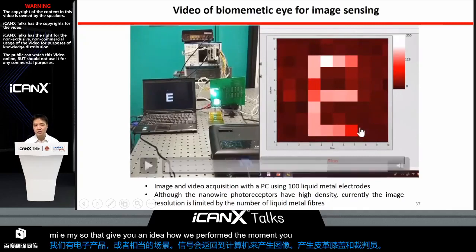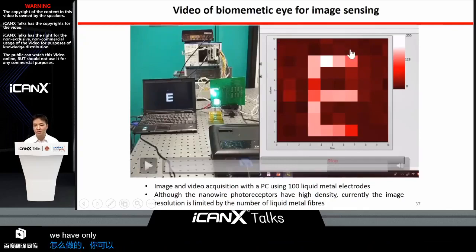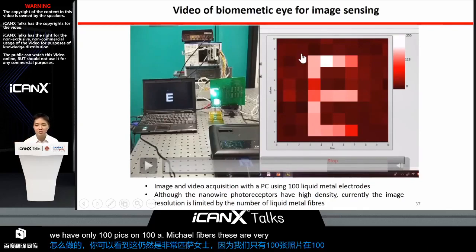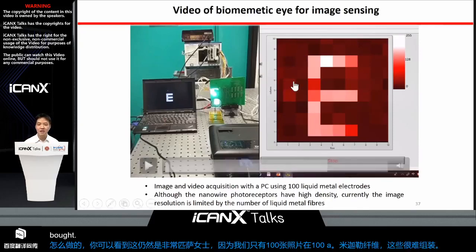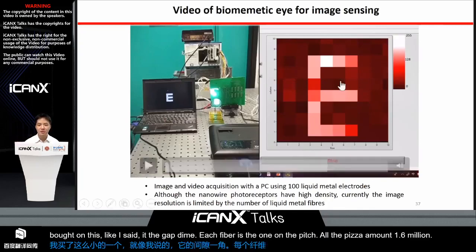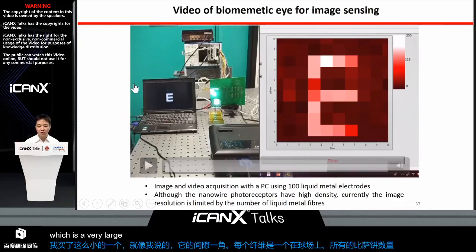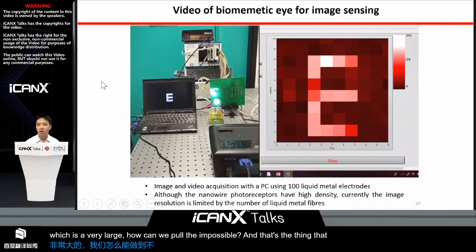But you can see this is still very much pixelated, right? Because we have only 100 pixels, 100 liquid metal fibers. It is very, very difficult to assemble so many on such a small eyeball. Like I said, the diameter of each liquid metal fiber is around 1 millimeter, so the pitch of the pixel is around 1.6 millimeters, which is very large, right? How can we further improve the resolution? That's the thing that the reviewer also challenged us on.